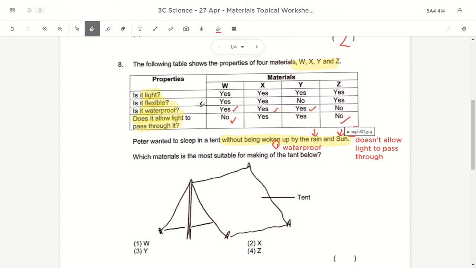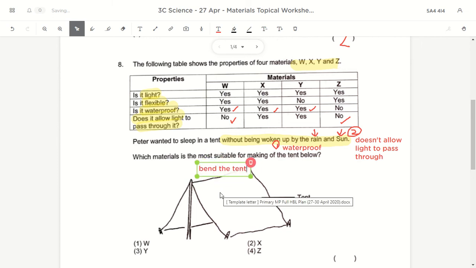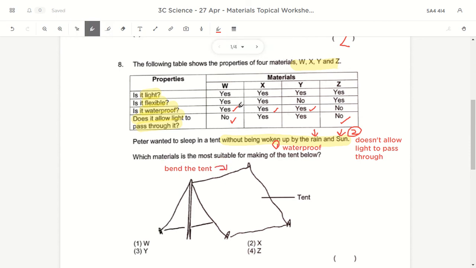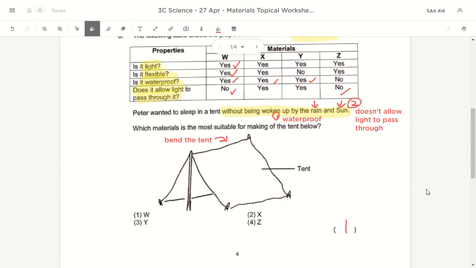So let's look at other properties. Must it be flexible? Yes, you realize I have to bend the tent. As I fix the tent up, I need to bend the tent over here. So it has to be flexible. If not, I cannot bend the tent. So it has to be flexible and it has to be light. I need to carry it around, right? So I need it to be light. So answer is 1.